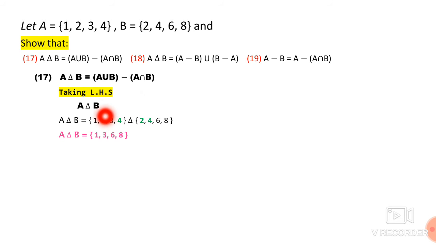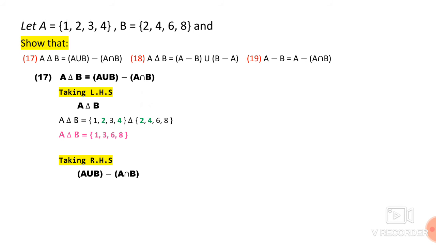Here you can also use the formula. No, you cannot use the formula. You have to prove that formula. So first find A symmetric difference B directly, and then for right hand side you will solve this part.